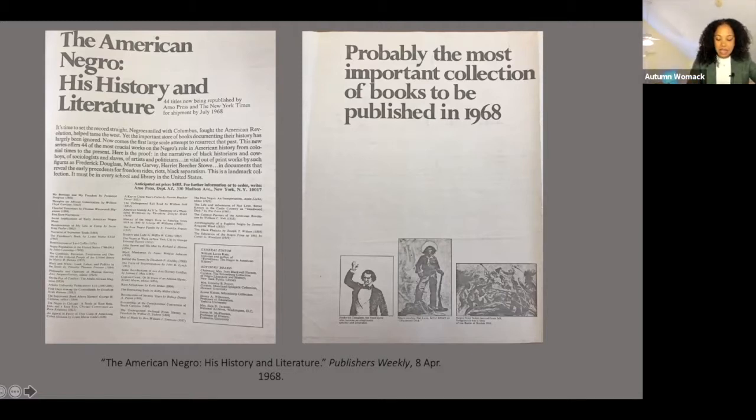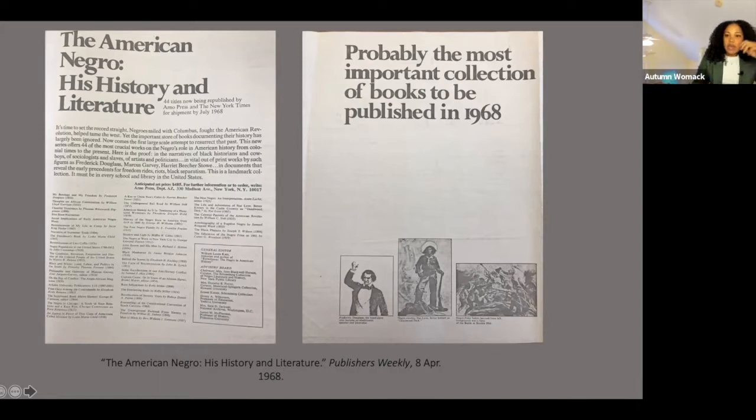Between 1968 and 1970, Arno Press published 3 series of African-American reprints, largely comprised of late 19th and early 20th century texts. They released a collection of 30 paperbacks, and they forged relationships with notable Black institutions like the Schomburg Center for Research in Black Culture and the NAACP.